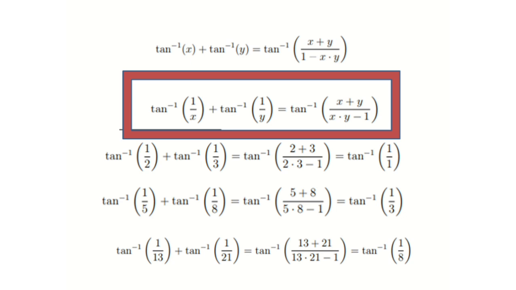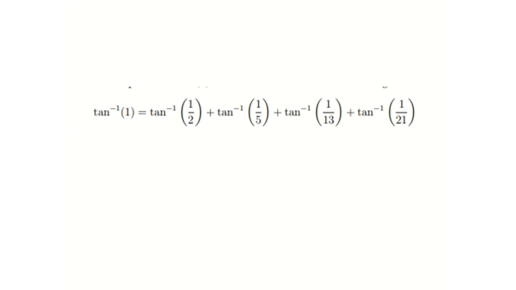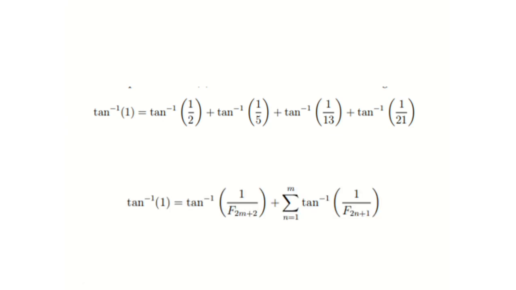So if I put all the values, I can write tan inverse 1 is equal to tan inverse 1 upon 2 plus tan inverse 1 upon 5 plus tan inverse 1 upon 13 plus tan inverse 1 upon 21. So you can clearly see that all these numbers from the start except the last one are odd Fibonacci numbers, and the last one is the next number after the last odd number. So I can write this as the sum of all odd Fibonacci numbers plus the next even Fibonacci number.